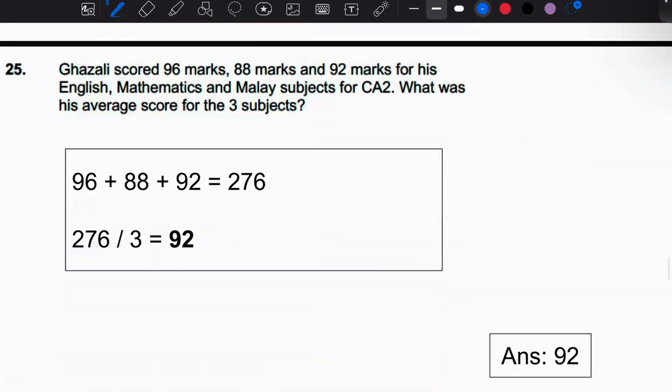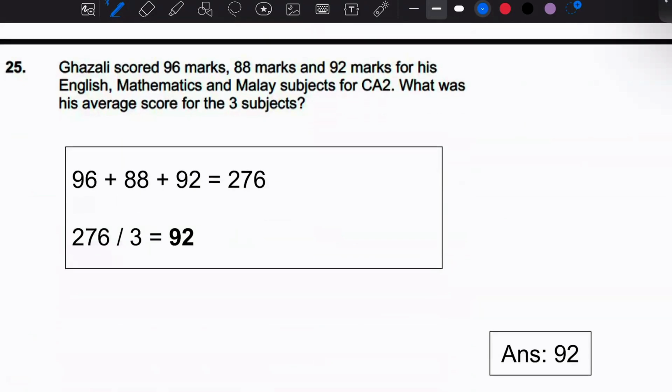So 96 plus 88 plus 92, you get 276. To find the average of these 3 subjects, you have to divide by 3. So you get 92. This is your answer.